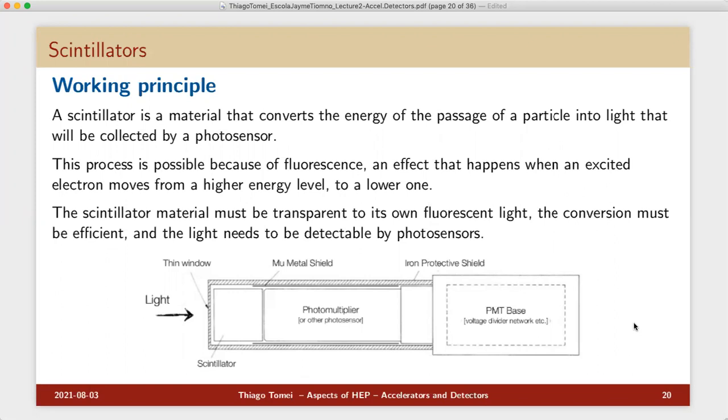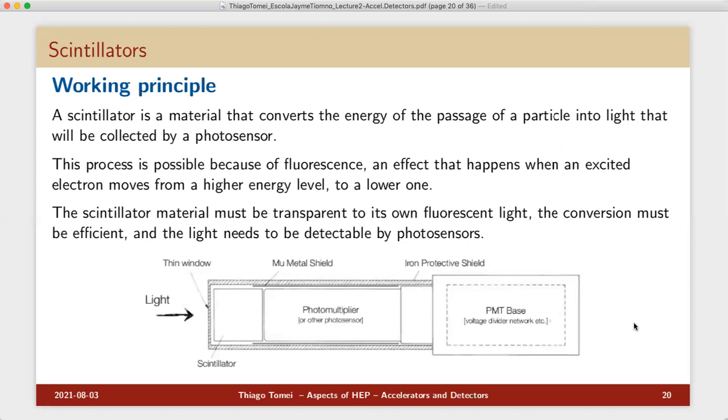So electromagnetic interaction has to be involved because there are photons in the end. But the point is that photons are light, so you collect it with a photosensor. The details of this are usually based on the process called fluorescence. The idea is that in the material you have energy levels, and an excited electron moves from a higher to a lower energy level.